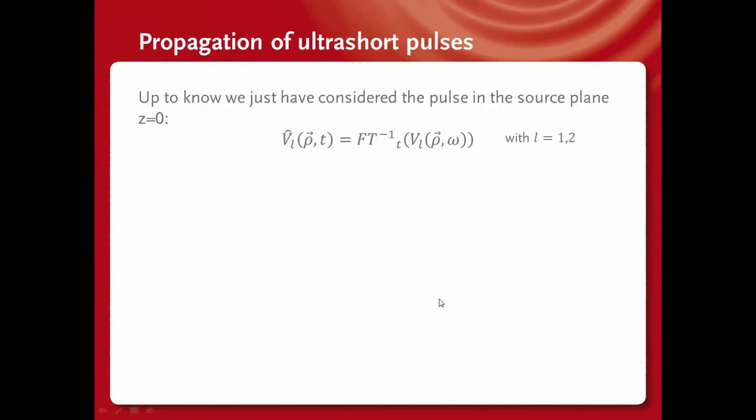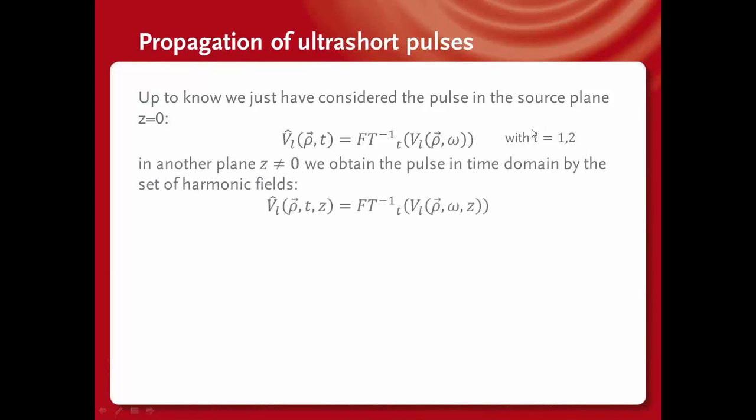Because up to now we just have considered the pulse in the source plane, for example here at z equal to 0, and we said, okay, we specify our pulse in frequency domain, and by an inverse Fourier transformation we get the pulse in the time domain. Here, by the way, the L represents the EX and EY component of the electromagnetic field. So again, it's full vectorial. So in another plane, not equal to z, we obtain the pulse in the time domain, obviously, again by an inverse Fourier transformation, but in this case we have to know the spectral components in this plane.